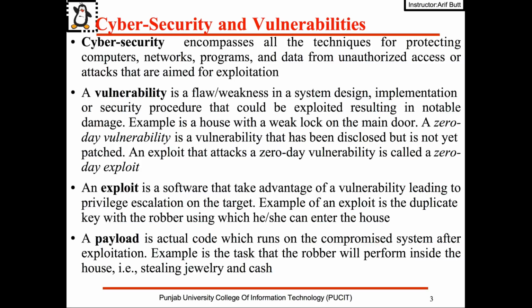The other term is exploit, which is software that takes advantage of a vulnerability, leading to privilege escalation on the target. An example of an exploit is the duplicate key with the robber, using which he or she can enter the house. The other important term is payload. A payload is actual code or software which runs on the compromised system after exploitation. An example is the task that the robber will perform inside the house, that is, stealing jewelry and cash.